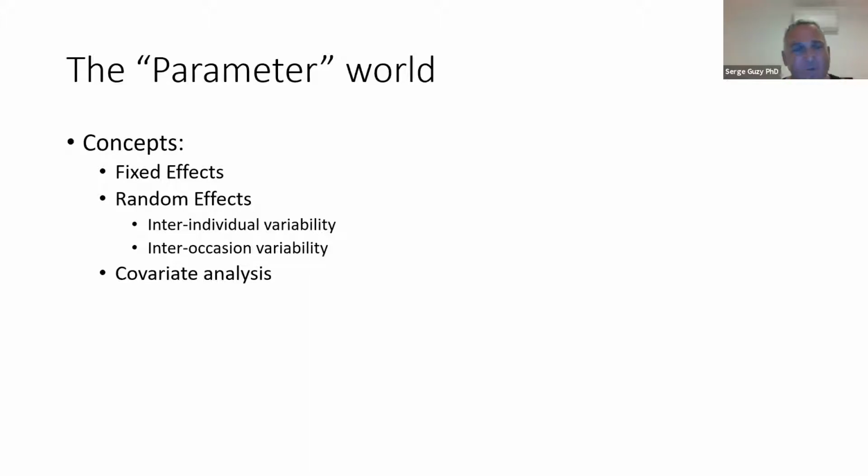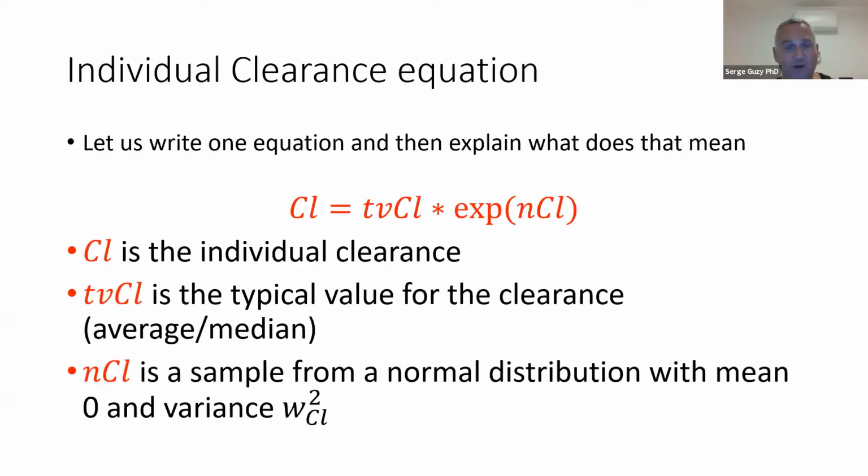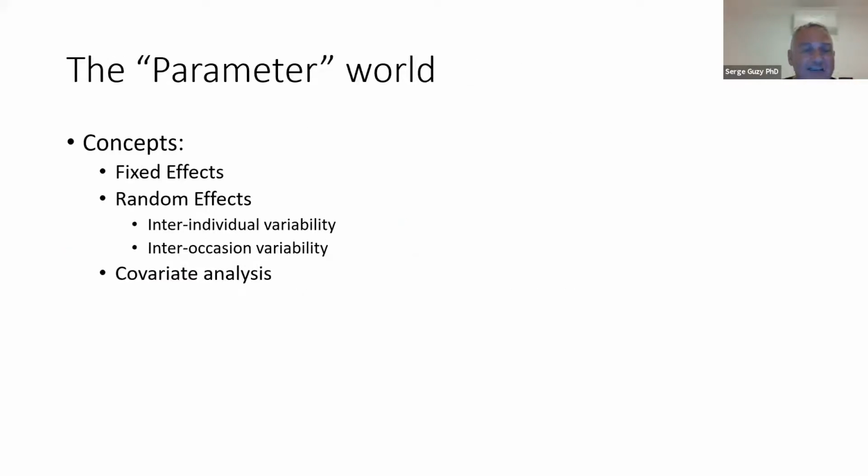Now, when we are talking about the parameter space, we need to understand some concepts that are very important. I'm going to spend some time on these concepts, because without understanding them, you will not be able to pick up the population approach. What are the concepts? We have the concept that I call fixed effect, and random effect. Within the random effects, we have two kinds we are going to talk about: one is called inter-individual variability, and the other is called inter-occasion variability. And then we have the concept of covariate analysis.